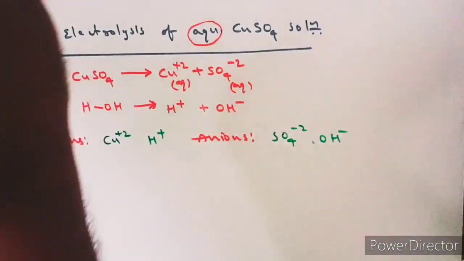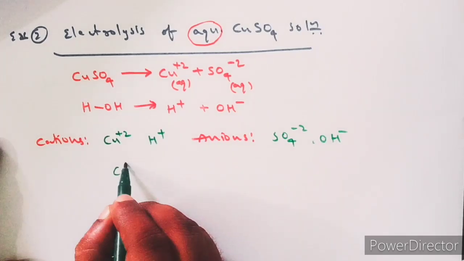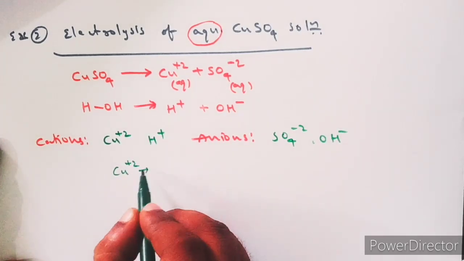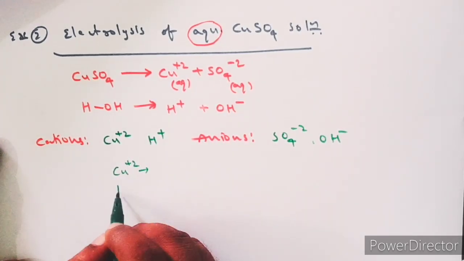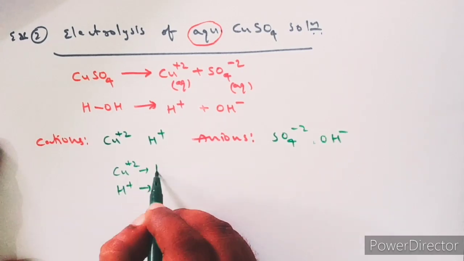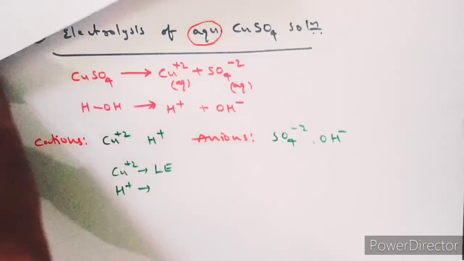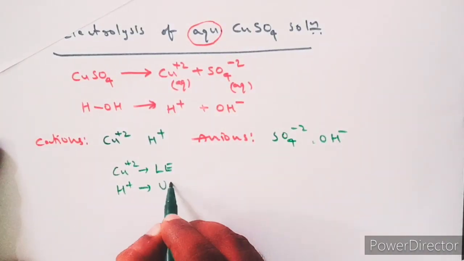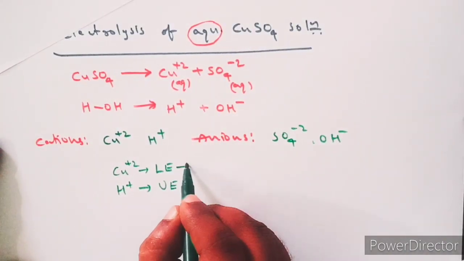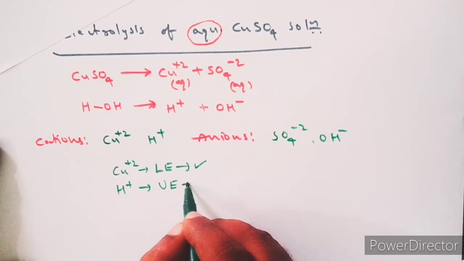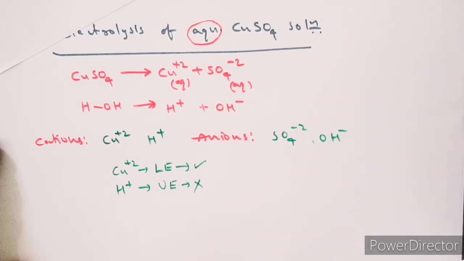So here, Cu2+ and proton. Cu2+ is the lower element and proton is the upper element. So which will be discharged first? The lower element will be discharged, and the upper element cannot be discharged here.